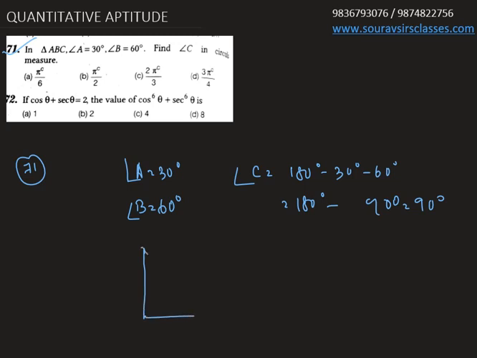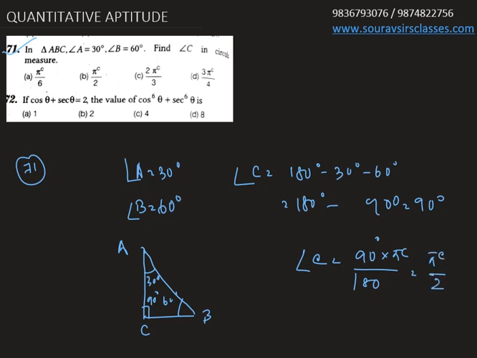Therefore the triangle looks like this: A B C, where this is 30, this is 60, and this is 90. Now we need to find the angle value of C in circular measure. Therefore, we can write angle C is equal to 90 degree into pi radian divided by 180, which is equivalent to pi radian divided by 2. Therefore, option B is the correct answer.